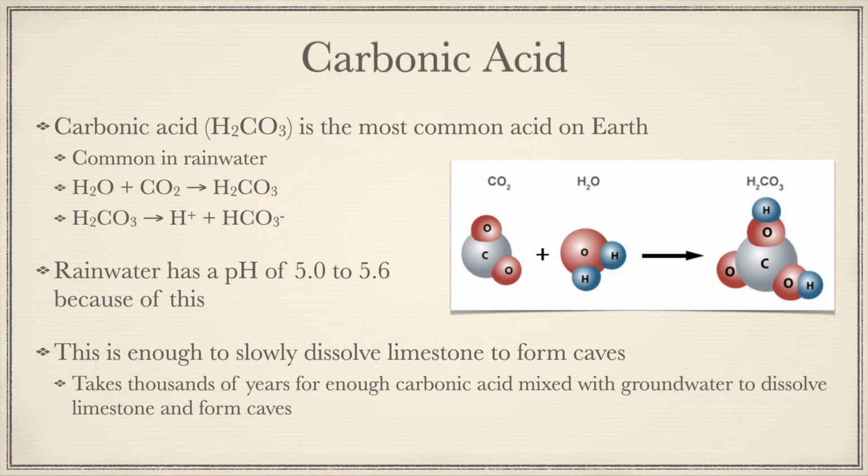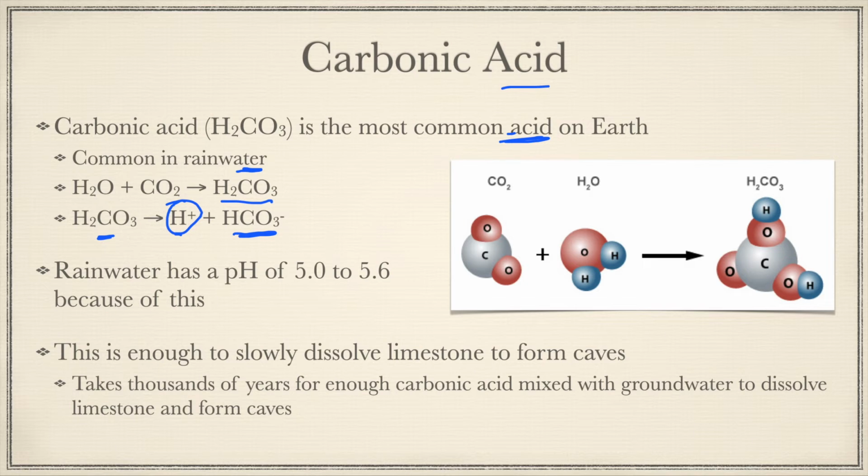And as an example, we have carbonic acid. So carbonic acid, or H2CO3, is the most common acid on Earth. It's very common in rainwater. In fact, all rainwater is slightly acidic because of carbonic acid. So what happens here? The water, H2O, in rain combines with carbon dioxide in the atmosphere, and you get your carbonic acid. And then that carbonic acid breaks down and produces hydrogen ions and a bicarbonate ion. So this is where your hydrogen ions are coming from.